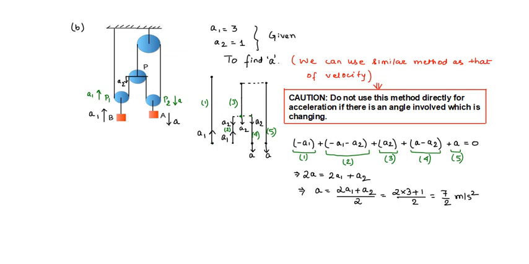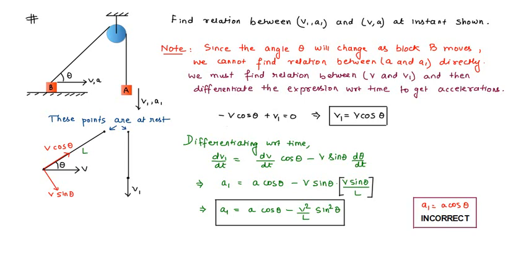Now we can look at one more situation in which the angle involved is changing with time. Just now I told you that if the angle involved is changing with time, then you cannot directly find the relation between the accelerations. In that case, we will find the relation between the velocities and differentiate it to find the relation between the accelerations. Since the angle theta will change if block B moves forward, we cannot find the relation between the accelerations directly.